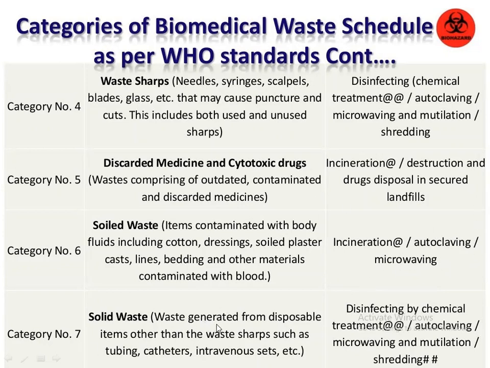Category number 7, solid waste. So all solid waste comes here, which are disposable items, including tubing, catheters, intravenous sets. These are disposable materials. For these also, disinfecting by chemical treatment is given, autoclaving, microwaving, and mutilation, shredding is done.